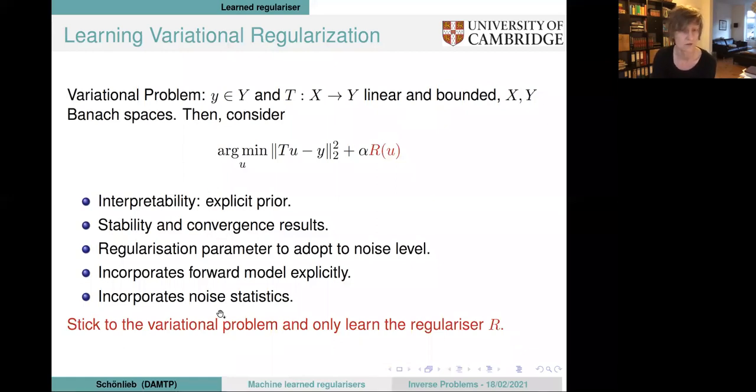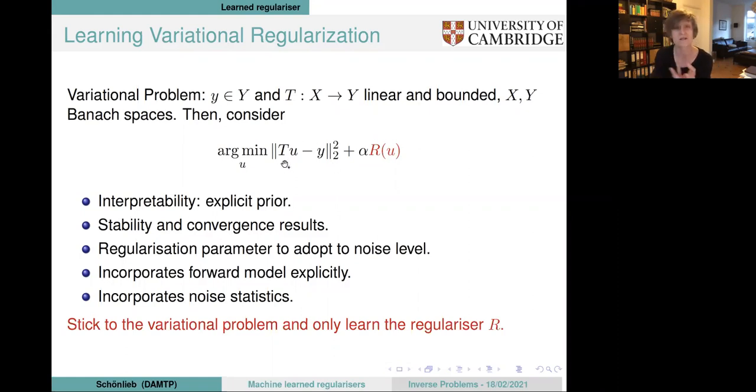This has several advantages, in my opinion. You are really learning a prior, let's say, for the problem you want to solve. You'll still get some stability and convergence guarantees for the solutions to this problem, and I'll show this. You can play around with the regularization parameter, and I'll also briefly show, if there is time, that the regularizer is actually quite stable in how you train it with respect to different noise levels. So you can still tune this with your alpha here.